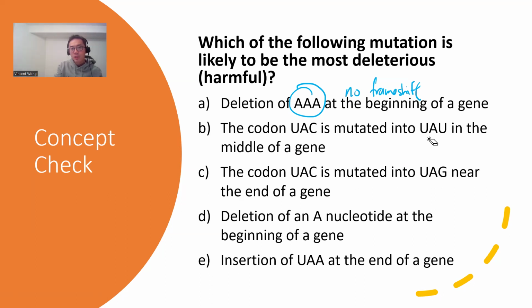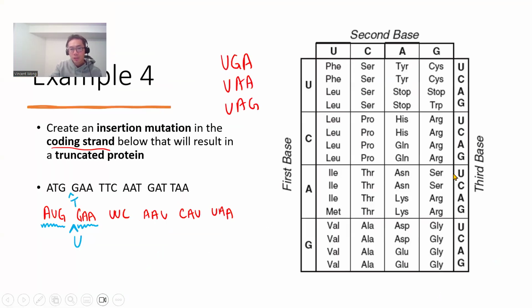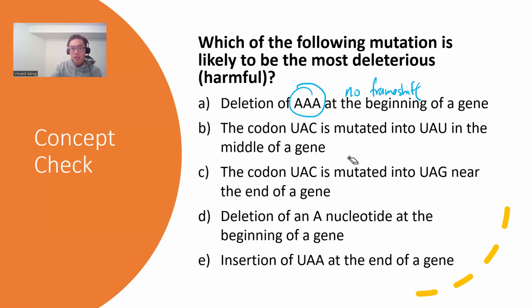UAC is mutated into UAU in the middle of a gene. Let's quickly look up UAC and UAU. UAC is Tyr. UAU is also Tyr. So this is just a neutral mutation. And we know neutral mutations are the best kind to have. If you're going to have a mutation at all, you probably want a neutral one. It's not going to do anything to you.